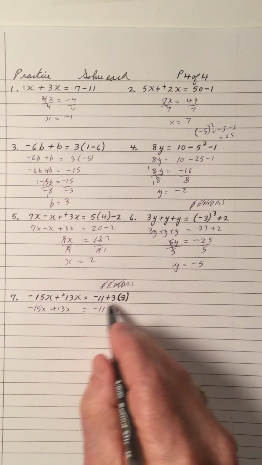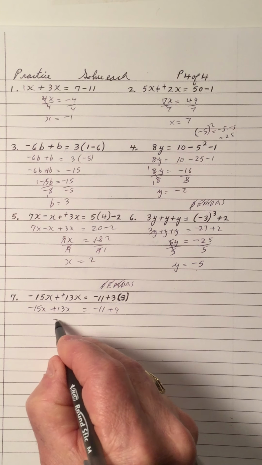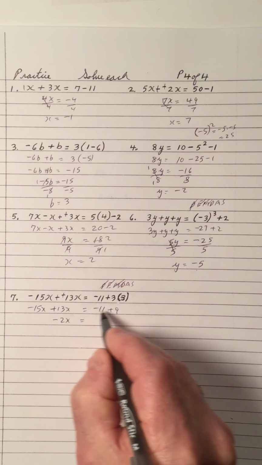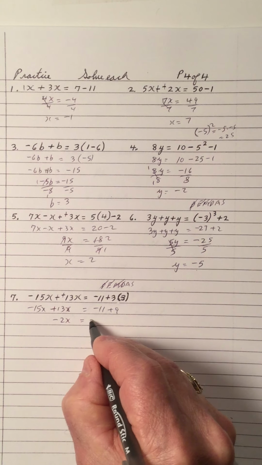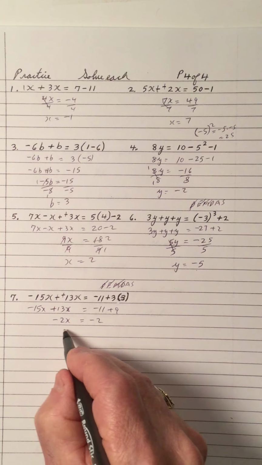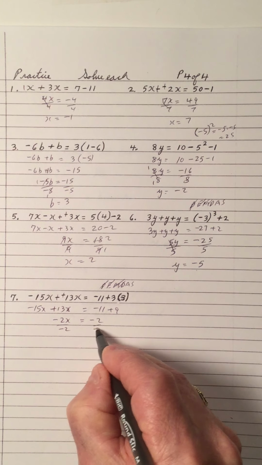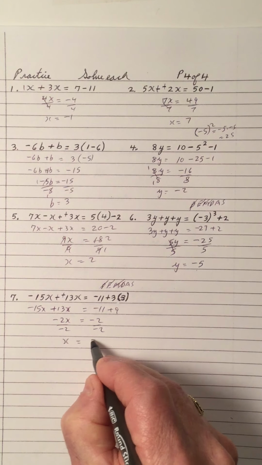So multiplication and division is done. Now simplify. So I get a -2x equals a -2. And we divide both sides by -2. So x equals 1.